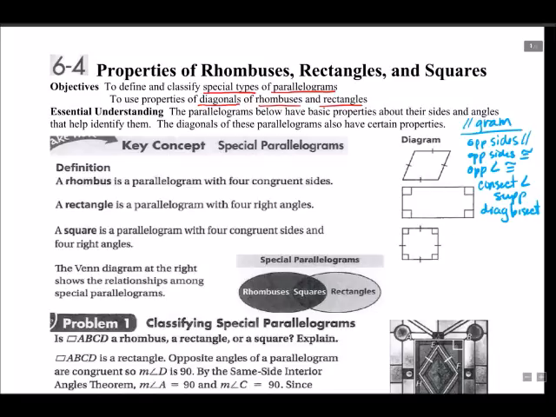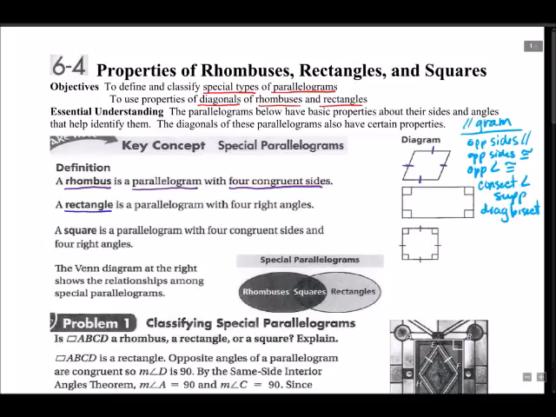So let's do some definitions here. A rhombus is a parallelogram. It means it possesses all 5 of those properties. And it's special because it has 4 congruent sides. So here we have a parallelogram, and if all 4 of our sides are congruent, then we have a rhombus. It is a special parallelogram.